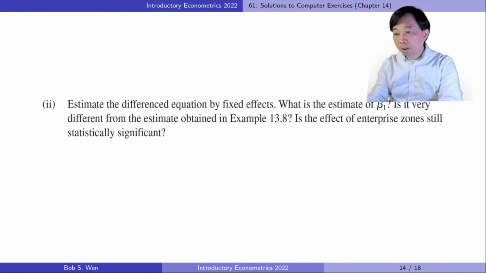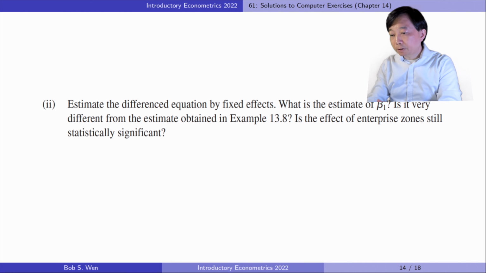In part 2, we estimate the differenced equation by fixed effects. What is the estimate of beta 1? Is it very different from the estimate obtained in example 13.8? Is the effect of enterprise zones still statistically significant?